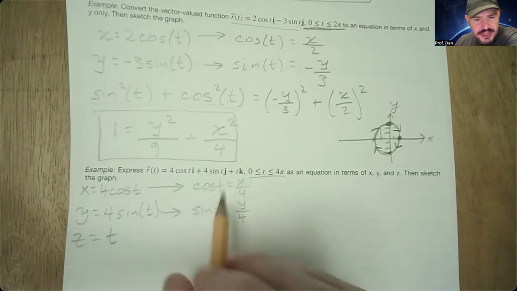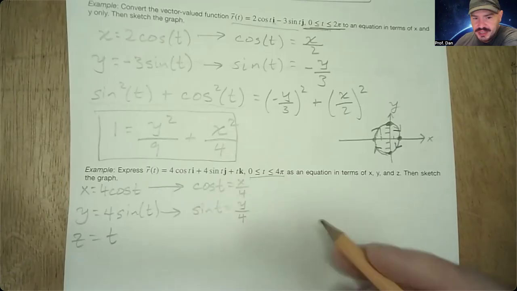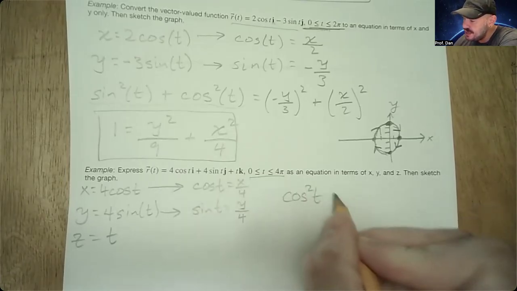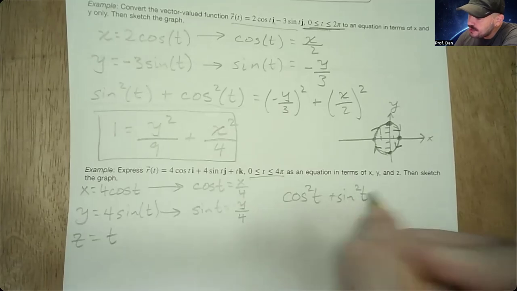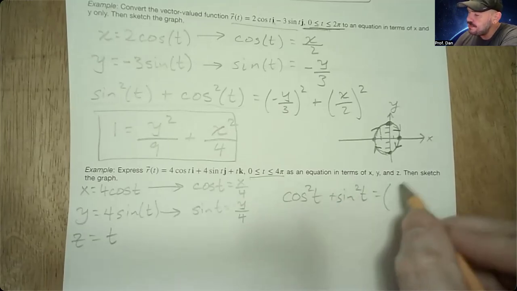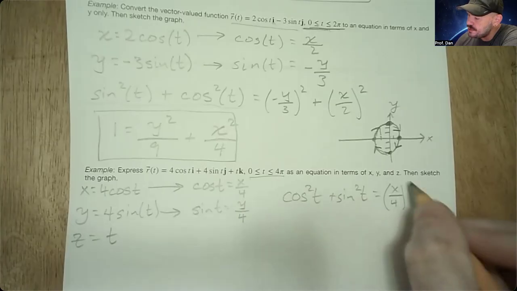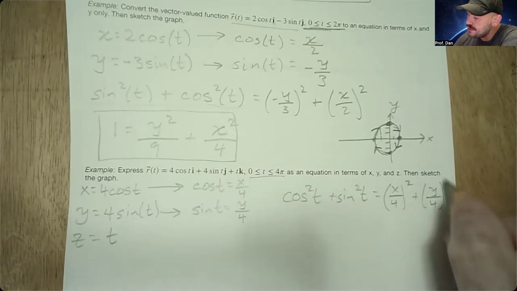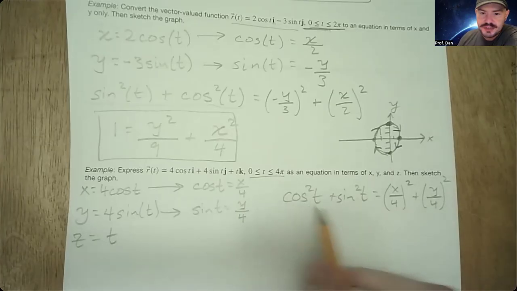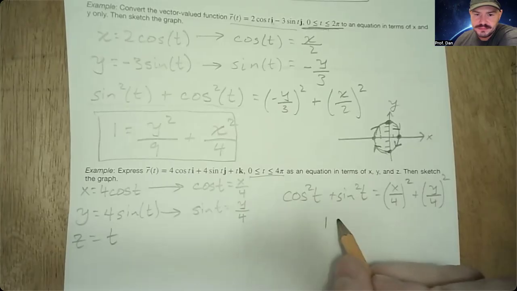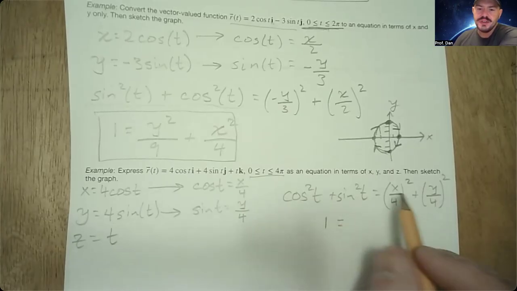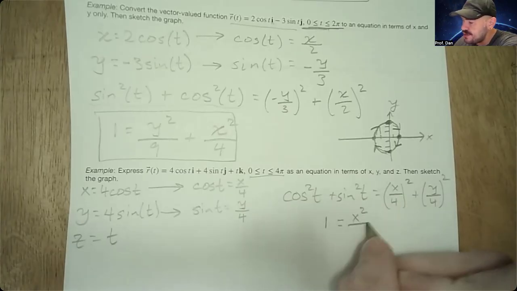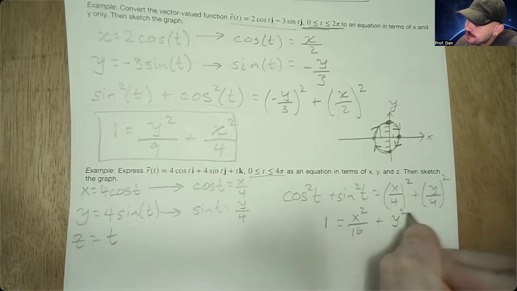So again, if I combine these, I end up getting cosine squared t plus sine squared t is equal to x over 4 squared plus y over 4 squared. We know that this is going to be 1. We know that this is going to work out to x squared over 16 plus y squared over 16.